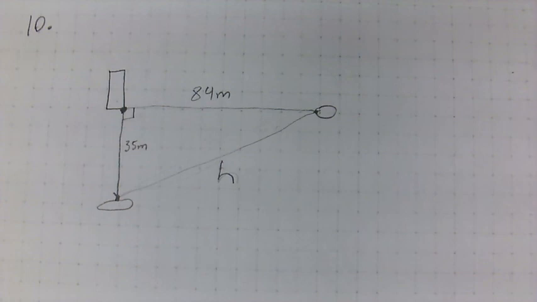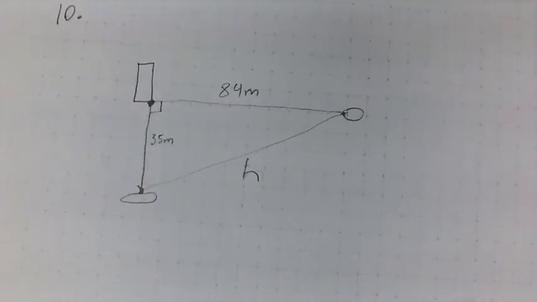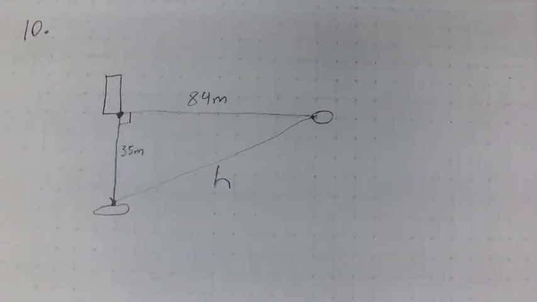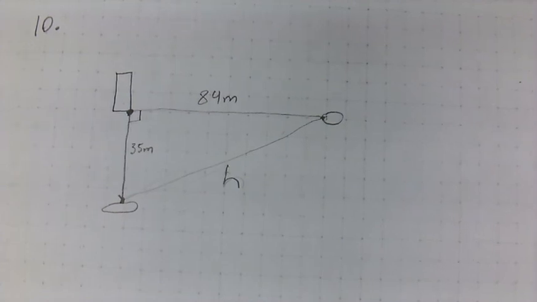So we've determined Pythagoras' theorem. We've learned square roots and squaring of numbers. And that's what we've done this unit.